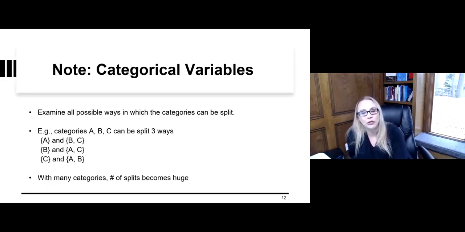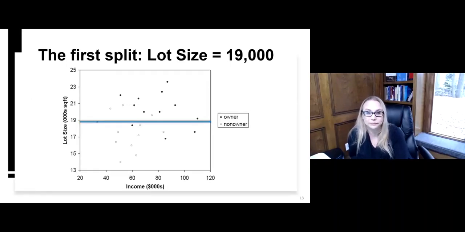So as far as categorical variables are concerned, it's going to examine all of the possible ways in which your categories can be split. For example, if you have the categories A, B, and C, they can be split 3 different ways as you see on the screen. Now, with many categories, the number of splits can be pretty big. So that's going to be something that we need to keep in mind, but with today's computing power, it can be easily managed even with the most complicated type of categorical variables. But know that there will be many more splits as you have more levels or categories within a variable.